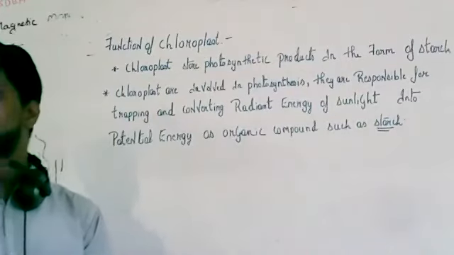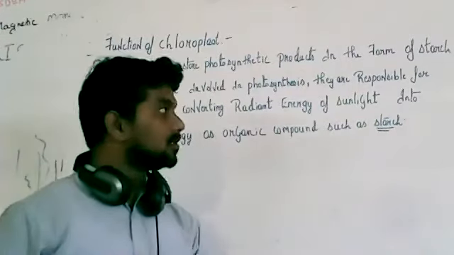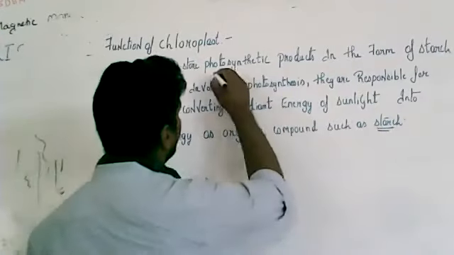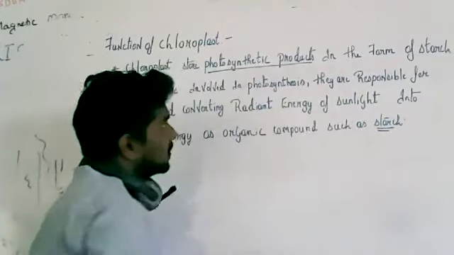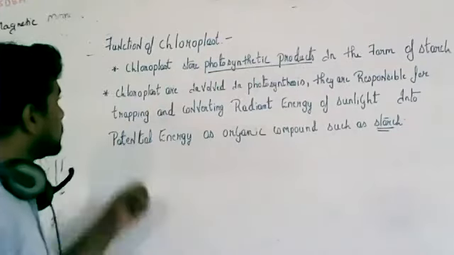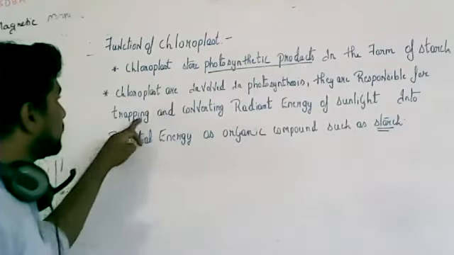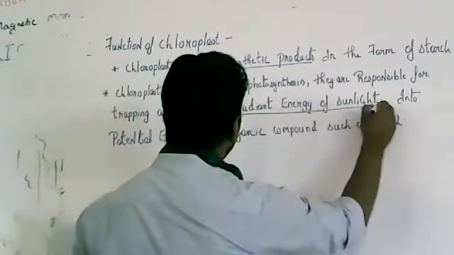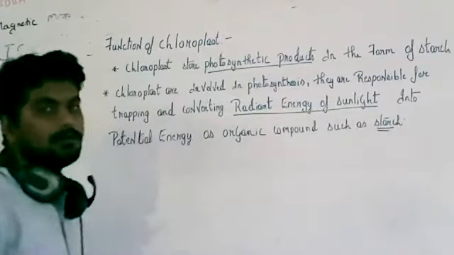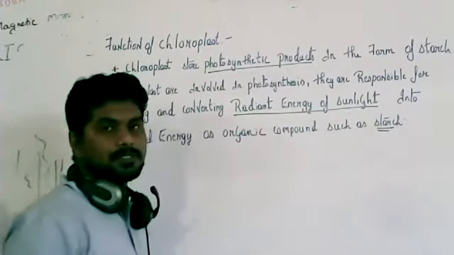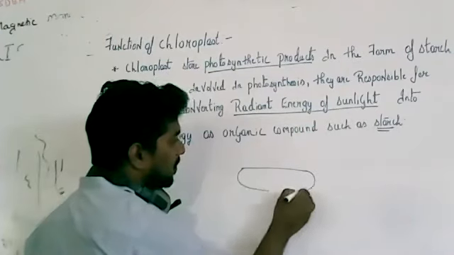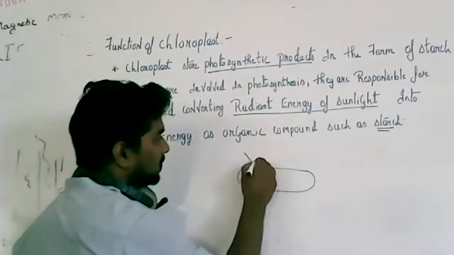production of starch by using light energy. Okay, so store photosynthetic products such as starch, so light energy is required here. So responsible for trapping and converting radiant, means light energy, of sunlight into potential energy of organic compounds. Okay, so first there would be a light reaction which is taking place on top of the thylakoid.